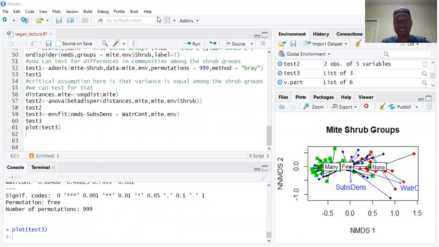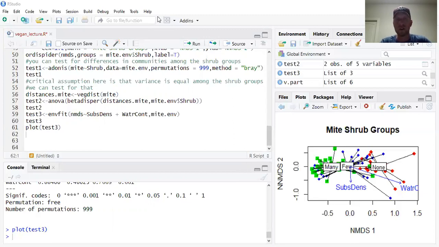So from all of this, we can conclude that there is variation in the community structure of mites across this landscape, across these 70 samples. It's related to shrub density classes, the none, few, many, and they're distributed across the landscape along a gradient of water content, where there's lots of water, there's no shrubs, and then as water attenuates along NMDS1, we see more shrubs moving in, and the community composition of mites changes along the way.